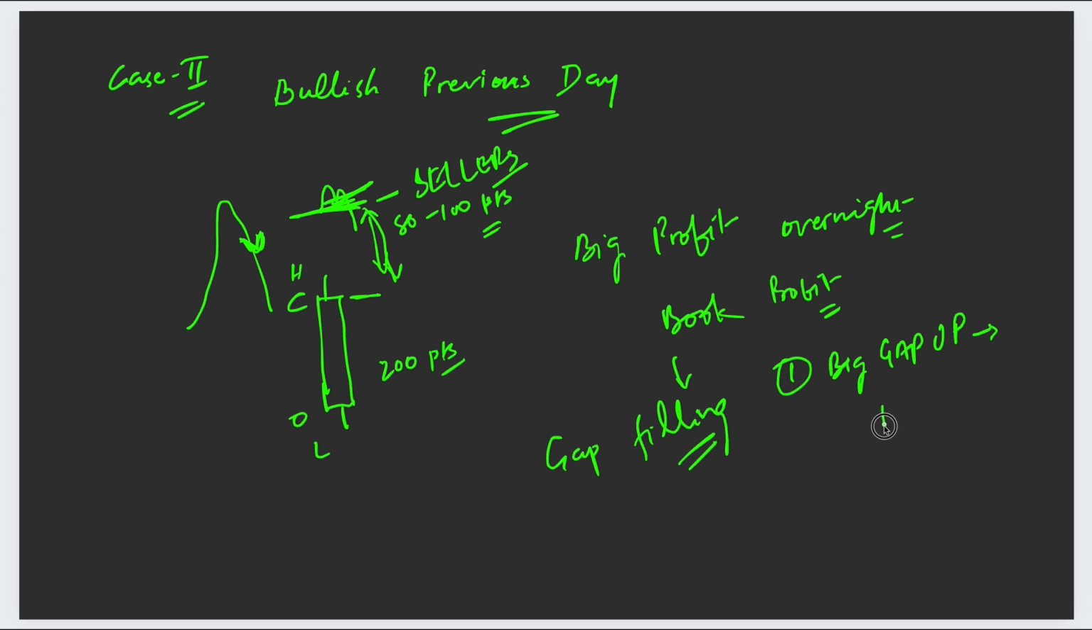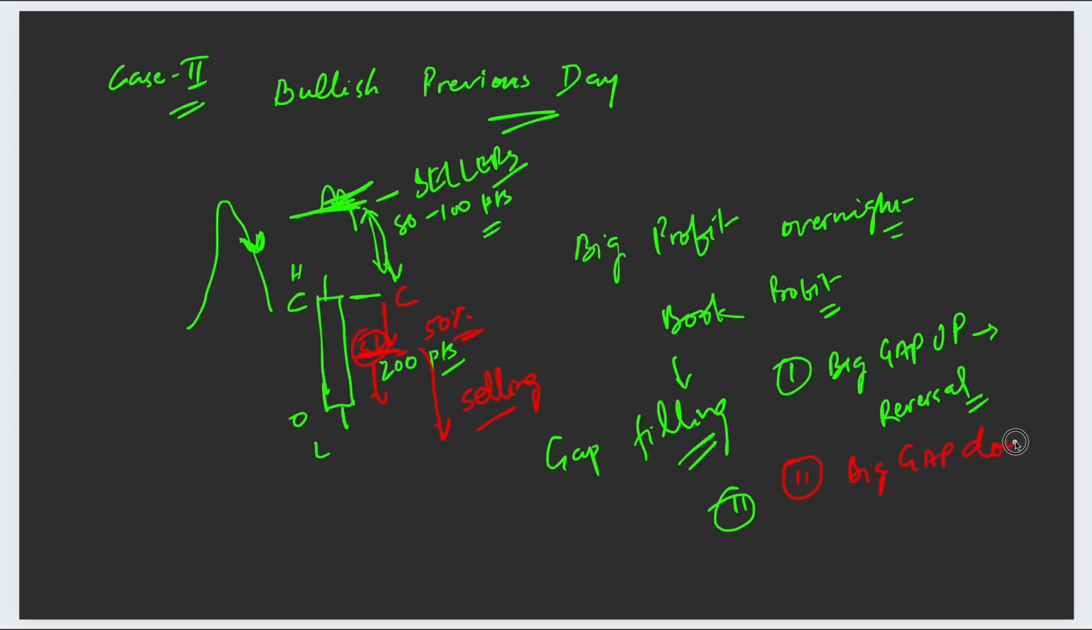The second case is when the market is opening a big gap down. Suppose the previous day close was here, and it is opening near this level, around 50% of the previous day candle. It is opening in negative sentiment. You can directly enter for a big downward trade, meaning a big selling trade you can plan here if the market is opening near this level, 50% gap down on a bullish day.